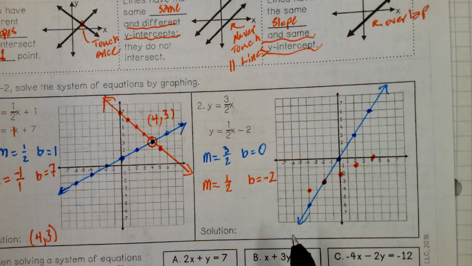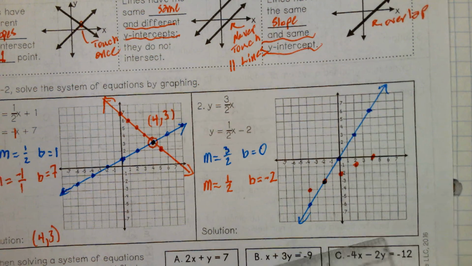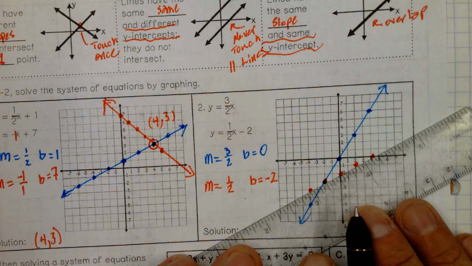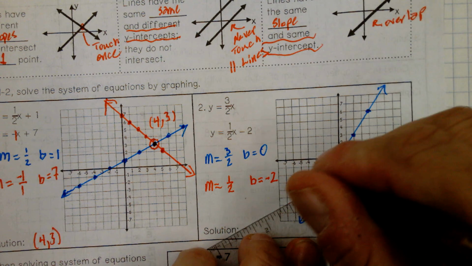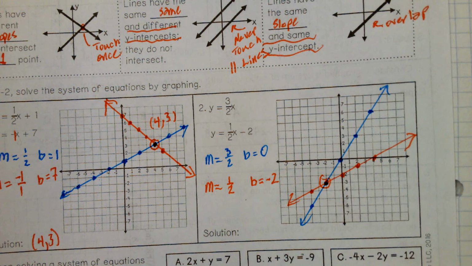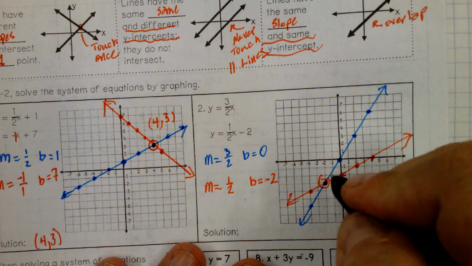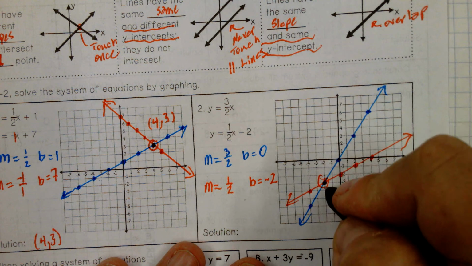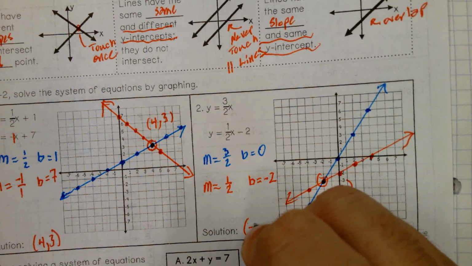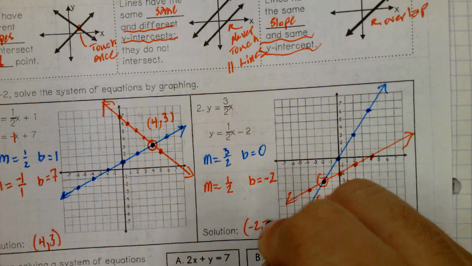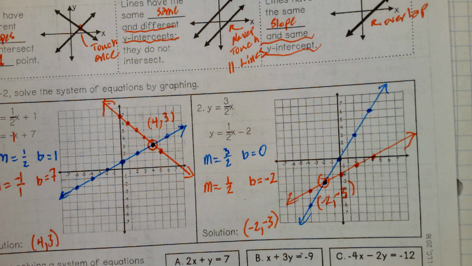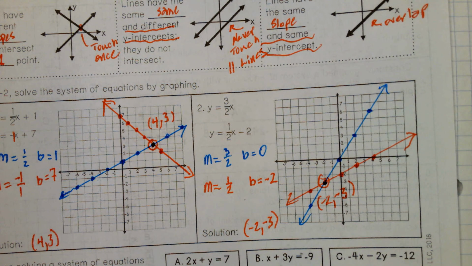Perfect. So the points I'm going to use to figure out that our solution is -2, -3. It's right there. Okay. And that location is -2 and -3. So that's our solution, -2, -3.